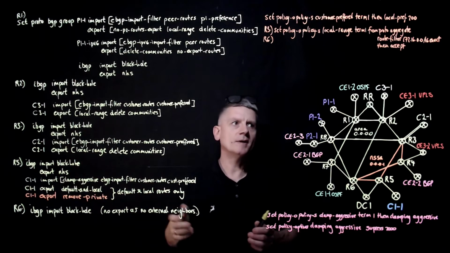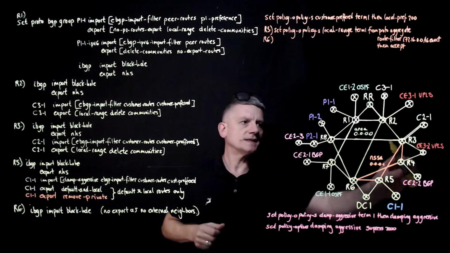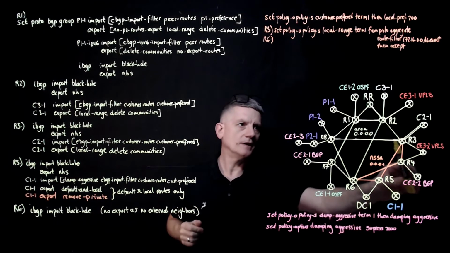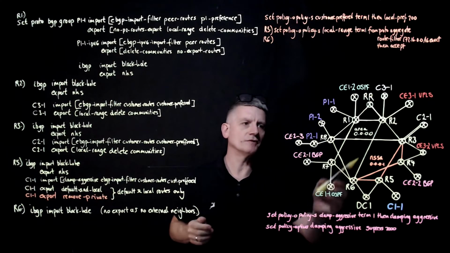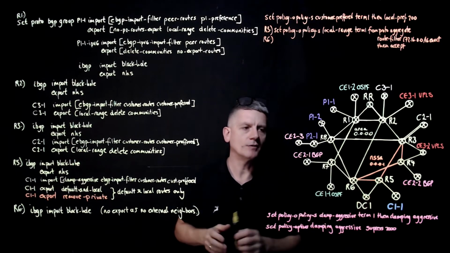black hole. However, there is a couple of differences here on router 3. If you cast your mind back and remember, router 3 and router 6 are the area border routers to this not so stubby area 1.